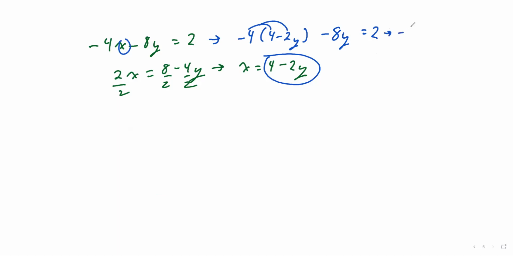So this will give me -16 plus 8y minus 8y equals 2. So therefore, those will actually eliminate, and I get -16 equals 2. Now, you have to ask yourself, is this a true statement? If it is not, that means this is a no solution.